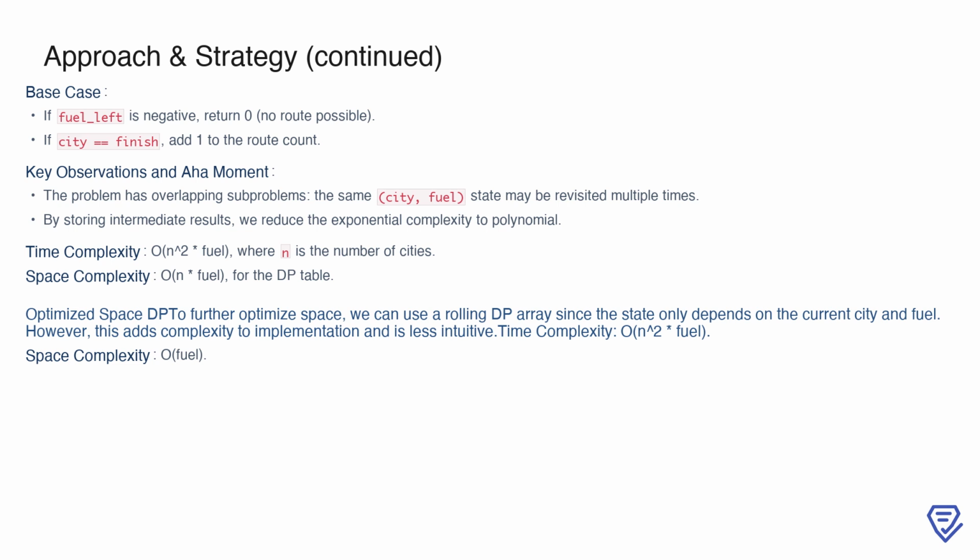The key insight here is recognizing that the problem involves overlapping subproblems, where the same (city, fuel) state may be revisited multiple times. By storing intermediate results, we reduce the time complexity to O(n^2 * fuel), which is a significant improvement. The space complexity for this approach is O(n * fuel), accounting for the DP table. For further optimization, a rolling DP array can be used to reduce space complexity to O(fuel), but it introduces additional complexity in implementation, making it less intuitive.